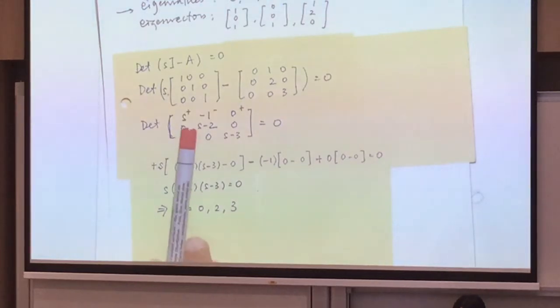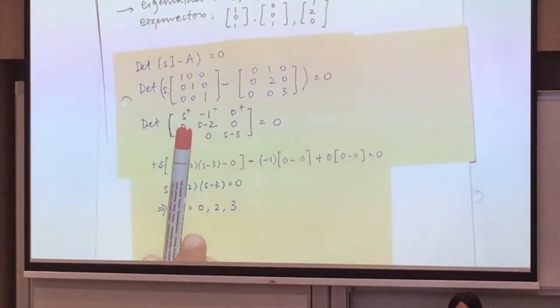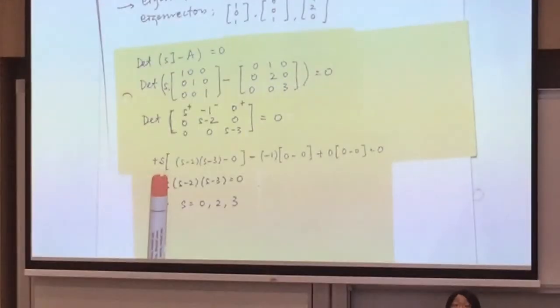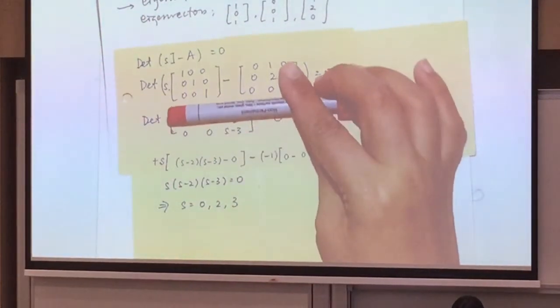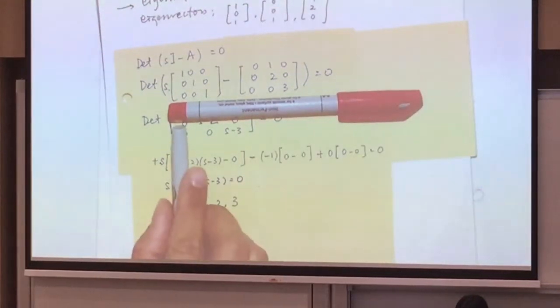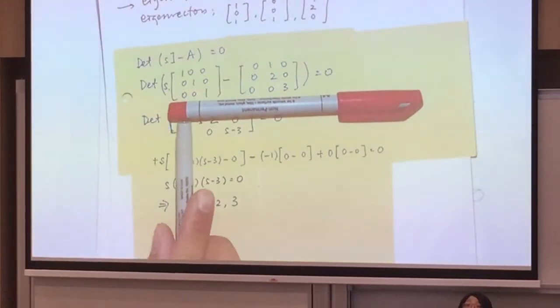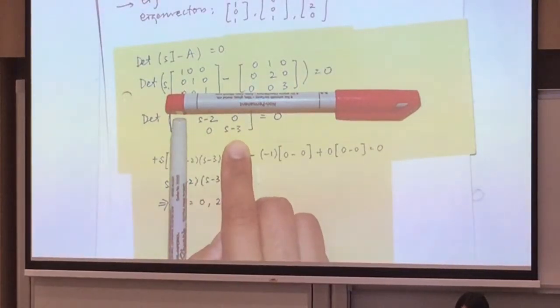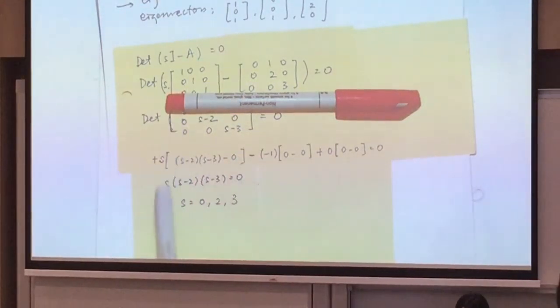Okay, what you do is you keep the first corner s, you give it a positive sign, so positive s. Okay? And then you compute the adjoint. So you cover this, and you cover this. Okay, and what you have left is s minus 2, 0, 0, and s minus 3. Then you compute s minus 2 times s minus 3 minus 0 times 0. So you have plus s times s minus 2 times s minus 3 minus 0.